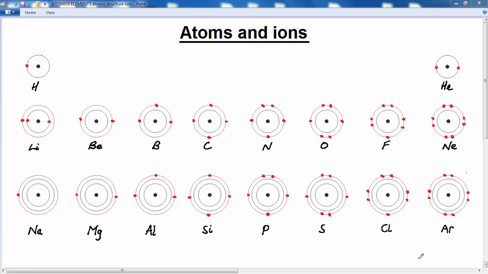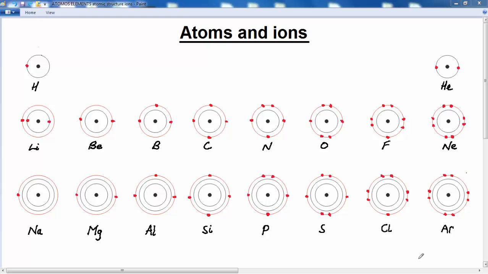In this lesson we're going to look at ions. We're going to look at what ions are, and we're going to look at how and why atoms form ions. At the moment we're looking at the electronic configurations of the atoms of the first three rows, or the first three periods, of the periodic table.